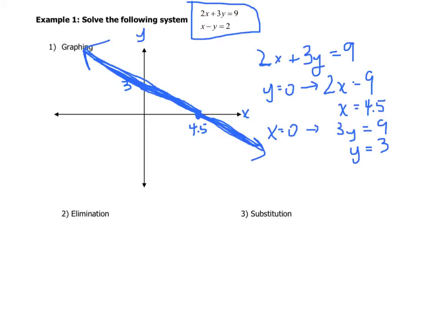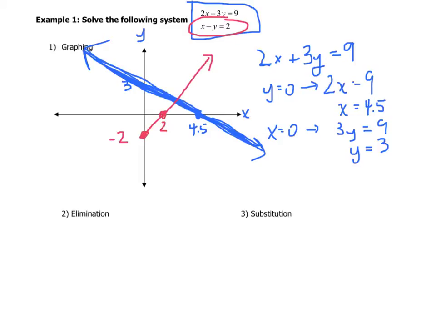Okay. What about the other line? X minus y equals 2. I think by inspection, you may be able to see that the x-intercept is 2. And the y-intercept is negative 2. Okay? To find those intercepts, I simply set x equals 0 to find the y-intercept, and y equals 0 helps me find the x-intercept.